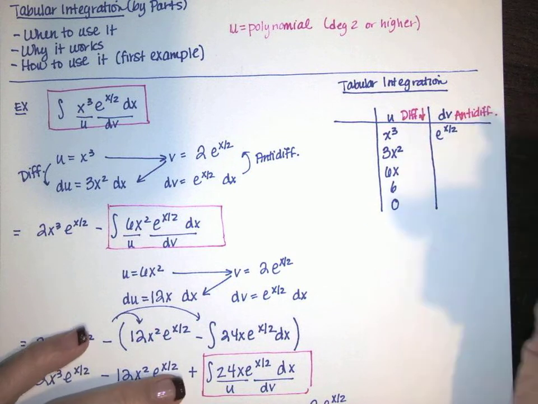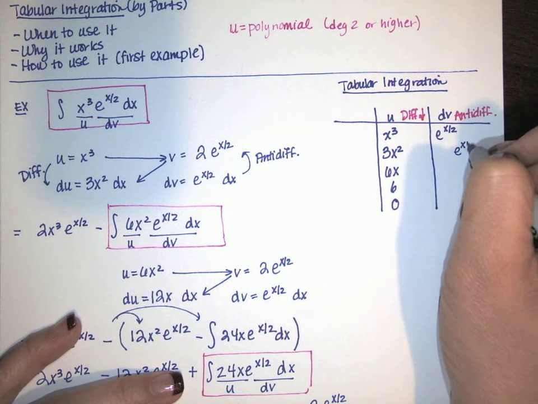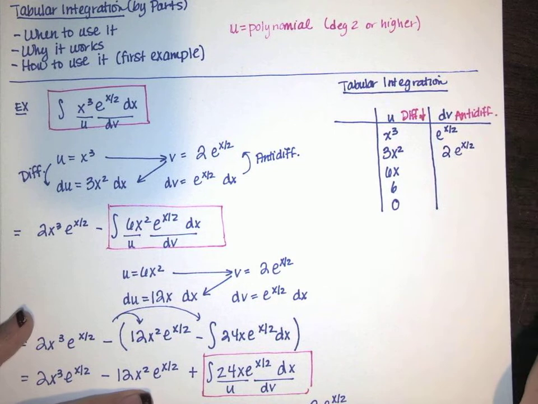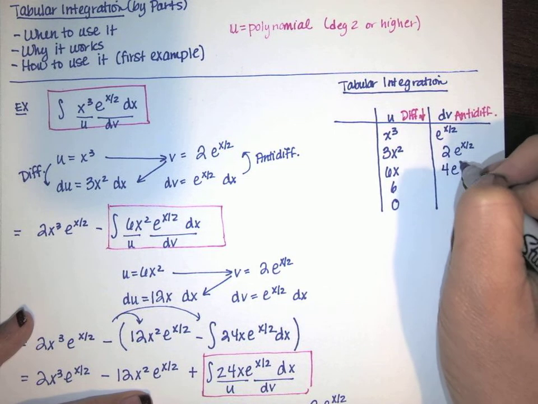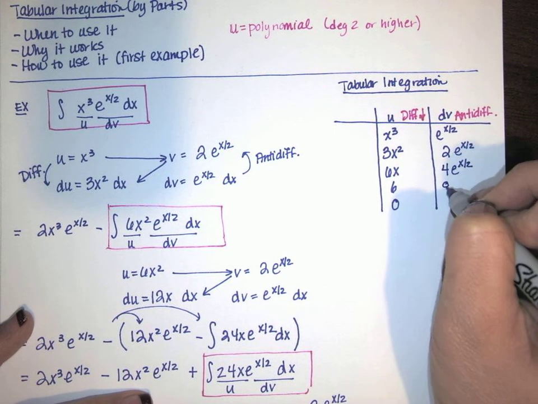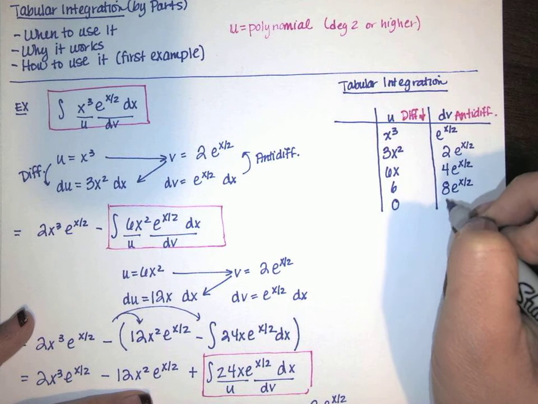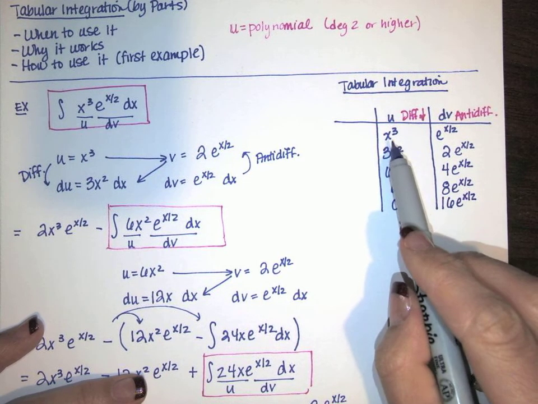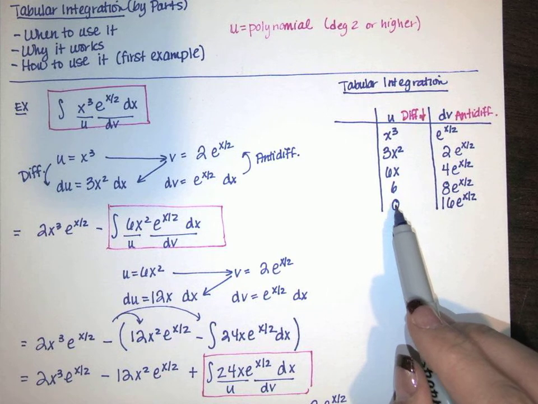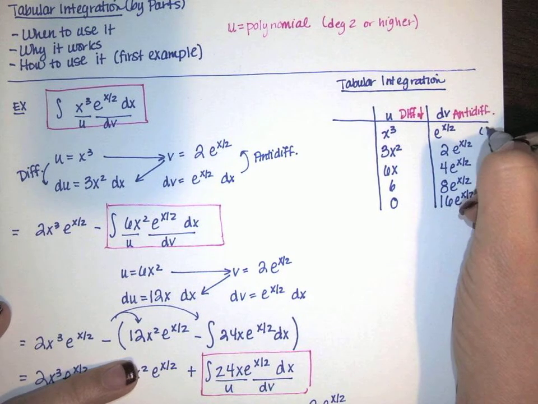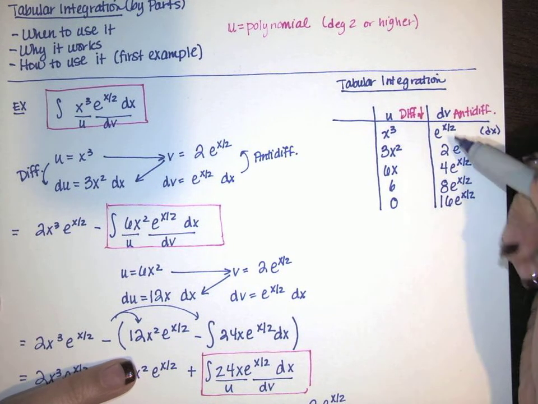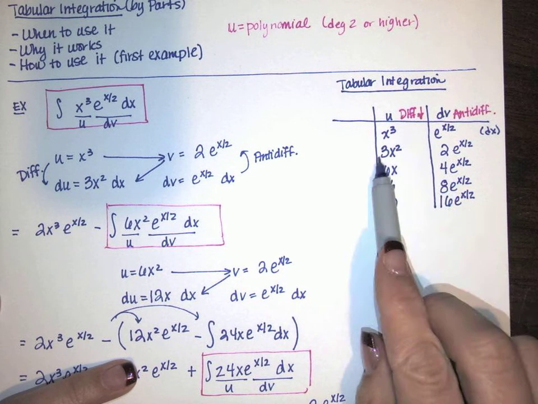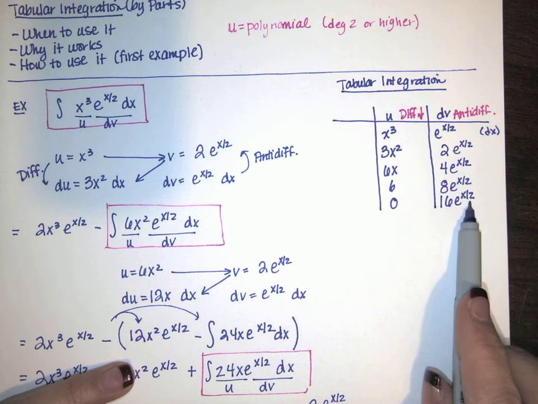The antiderivative of e to the kx is e to the kx over k. We're dividing by k. Dividing by 1/2 is multiplying by 2. And then do it again. You're going to multiply by another 2. And then do it again. And then do it again. So you put your polynomial here, differentiate till you get 0. Put your dv over here, and we usually leave off the dx, and anti-differentiate until you have the same number of rows in both columns. So you've got 1, 2, 3, 4, 5 rows.